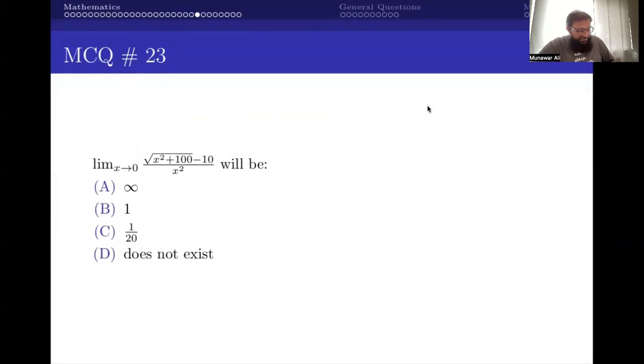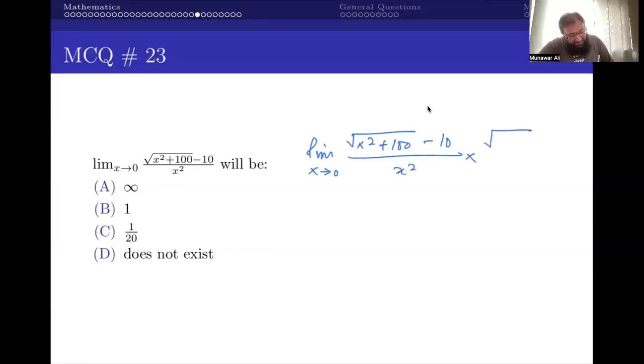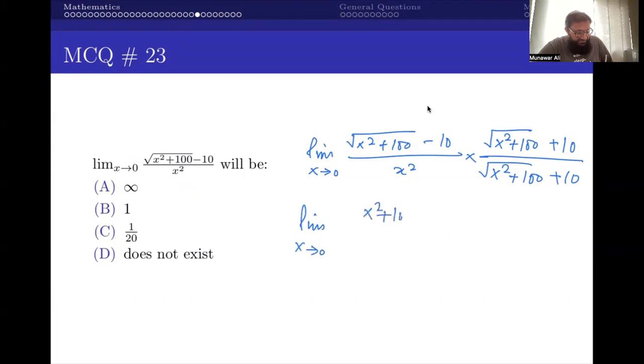Okay, next one is MCQ number 23, where we have to find out a limit only. It's very simple, we just have to apply some sort of rationalization. So limit as x goes to 0 of (square root of (x square plus 100) minus 10) divided by x square. I'm multiplying by square root of (x square plus 100) plus 10 and dividing with the same quantity. So multiplying the numerators will give me a square of the first term.